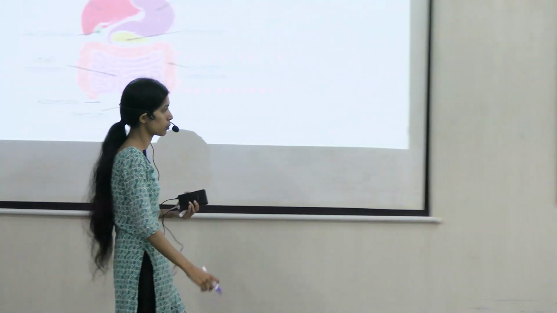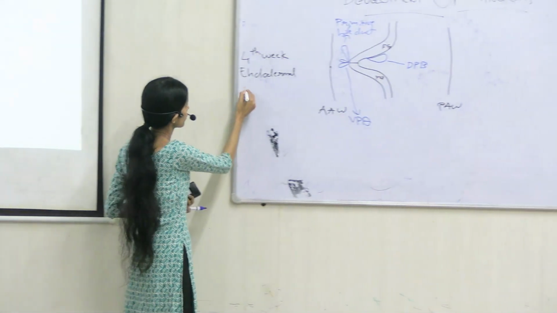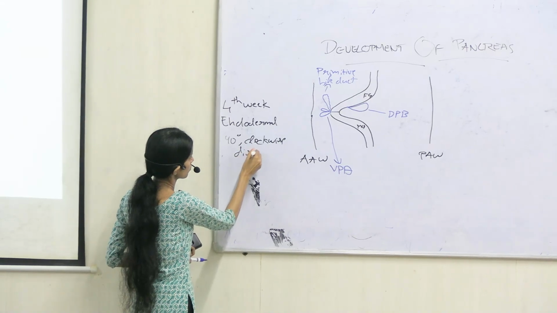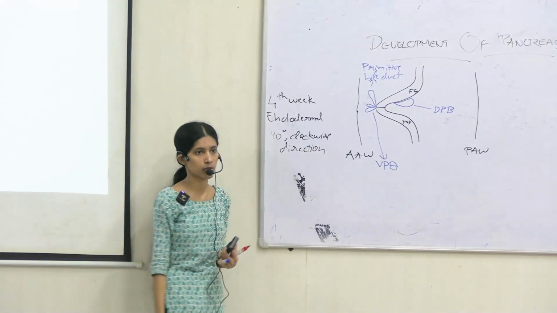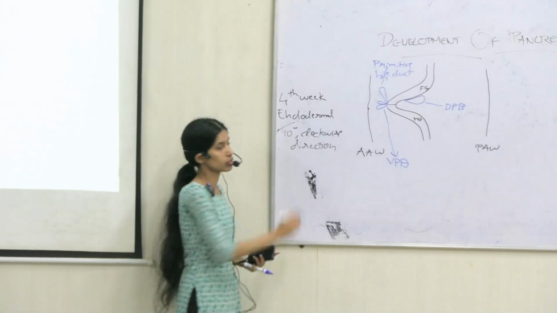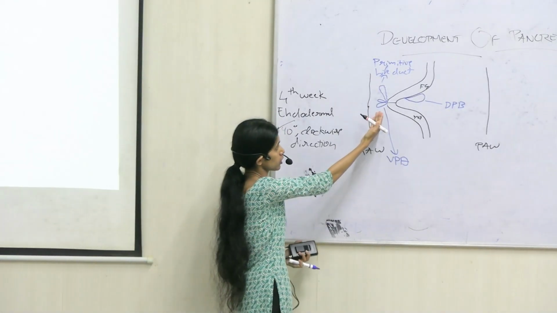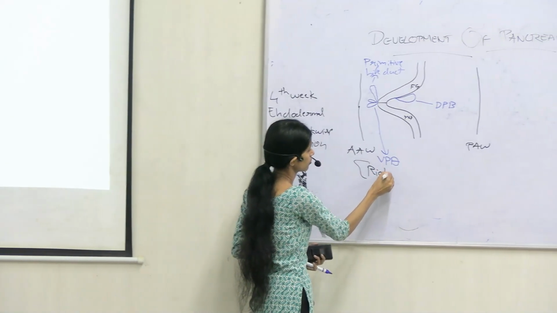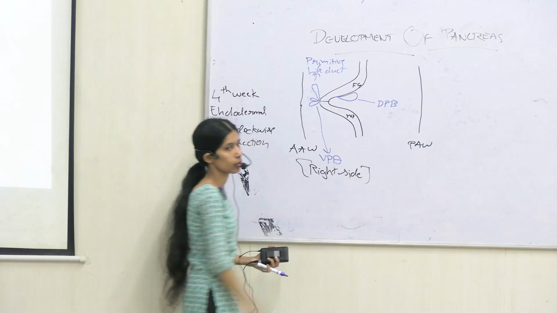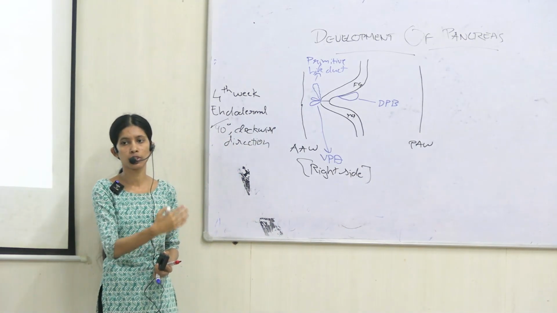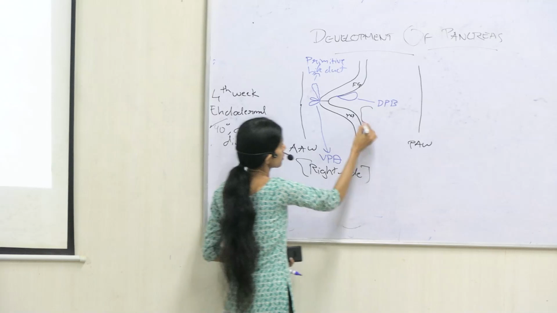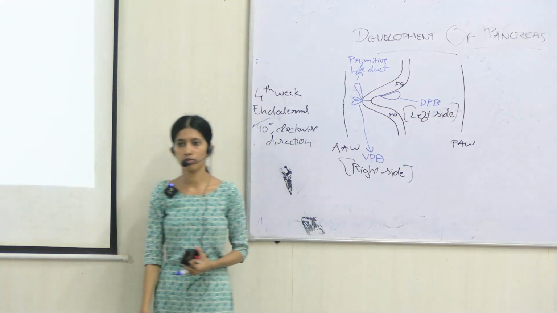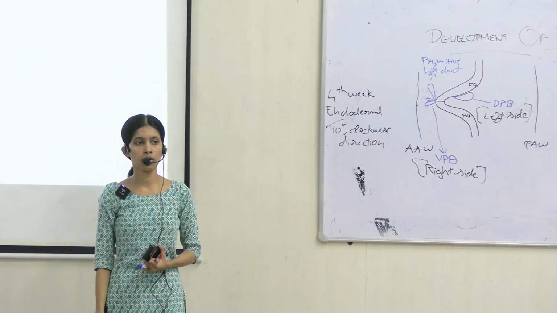The first rotation takes place in 90-degree clockwise direction. Once the first rotation takes place, whatever structure is present on the anterior aspect will move towards the right side, and whatever structures are present on the posterior aspect will move towards the left side, after the first 90-degree clockwise rotation.